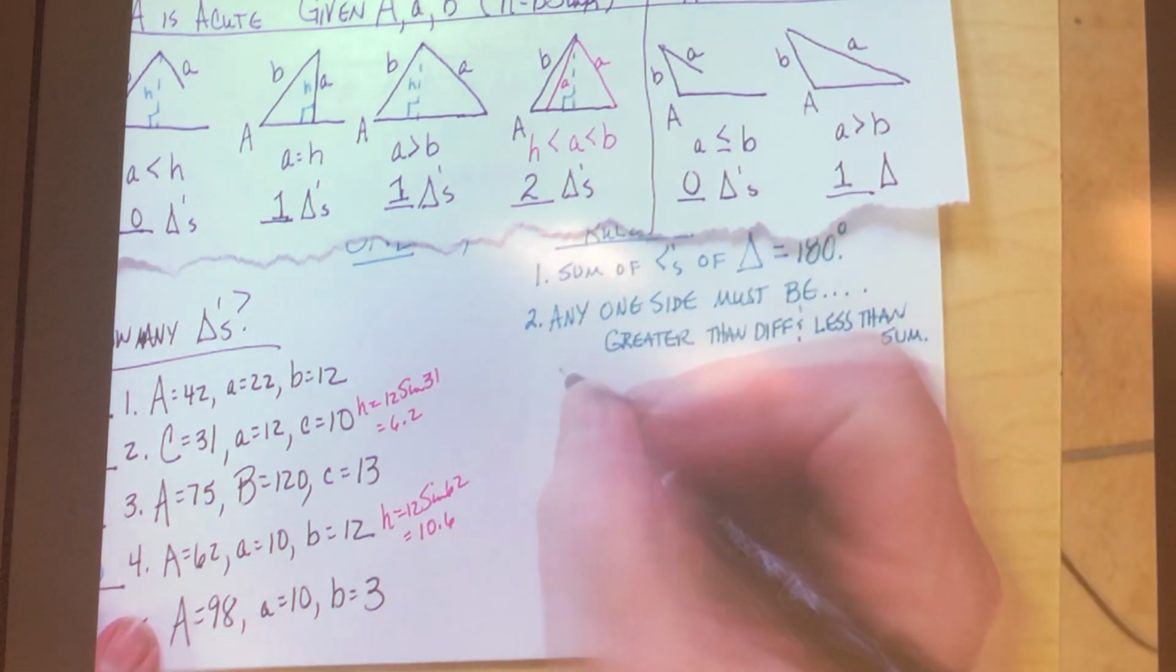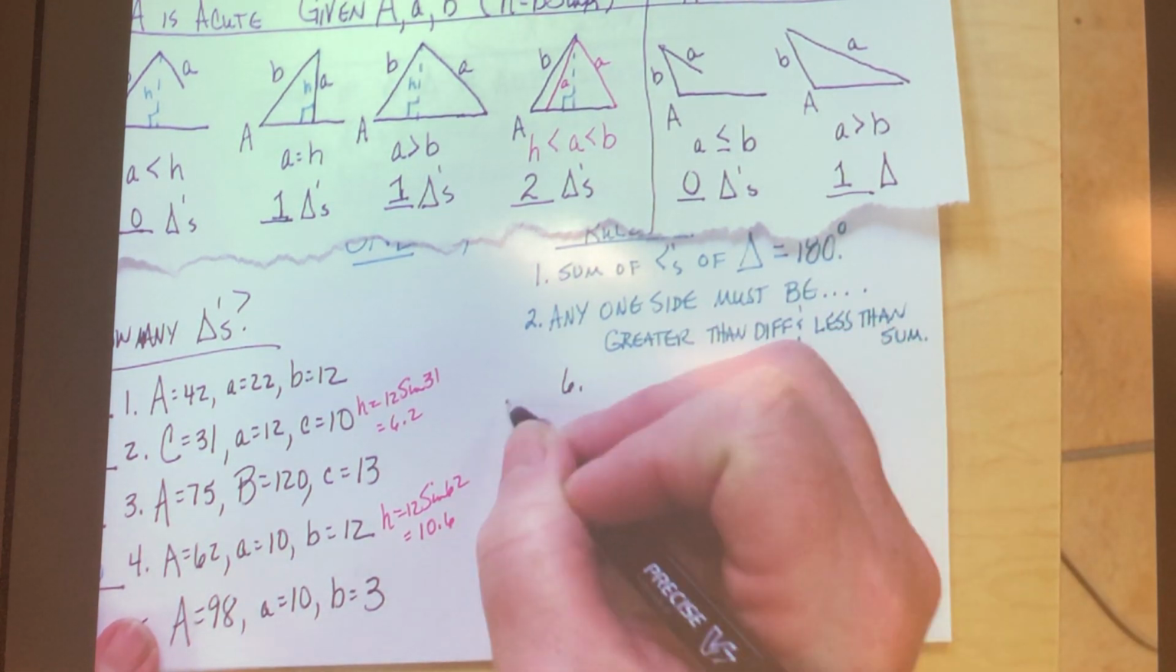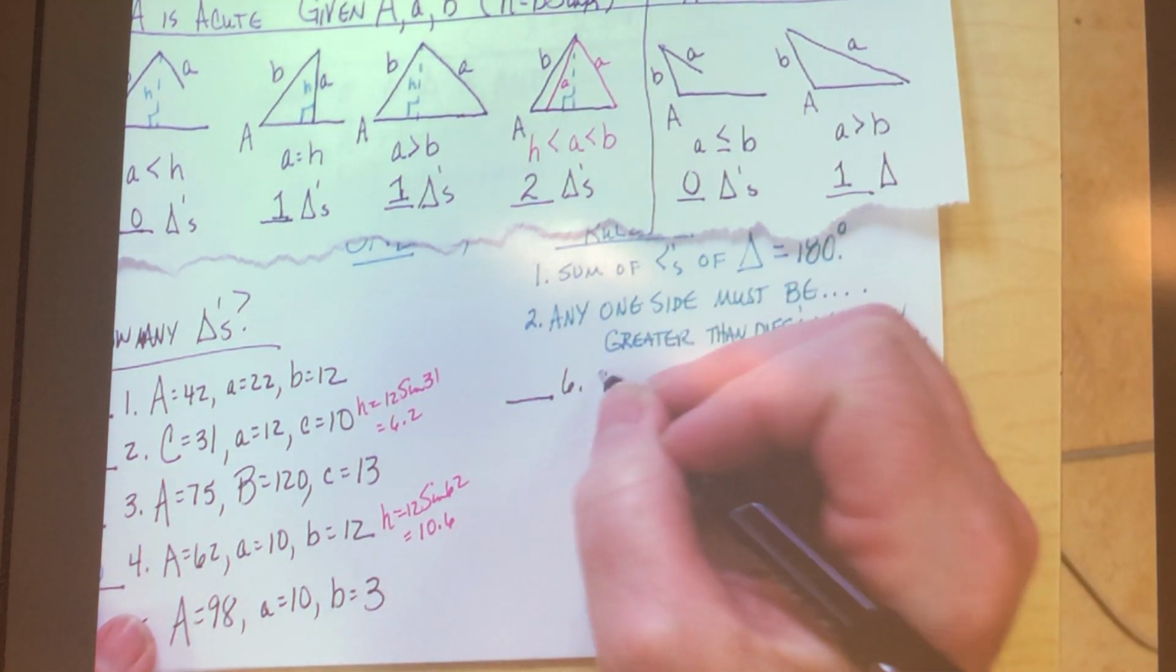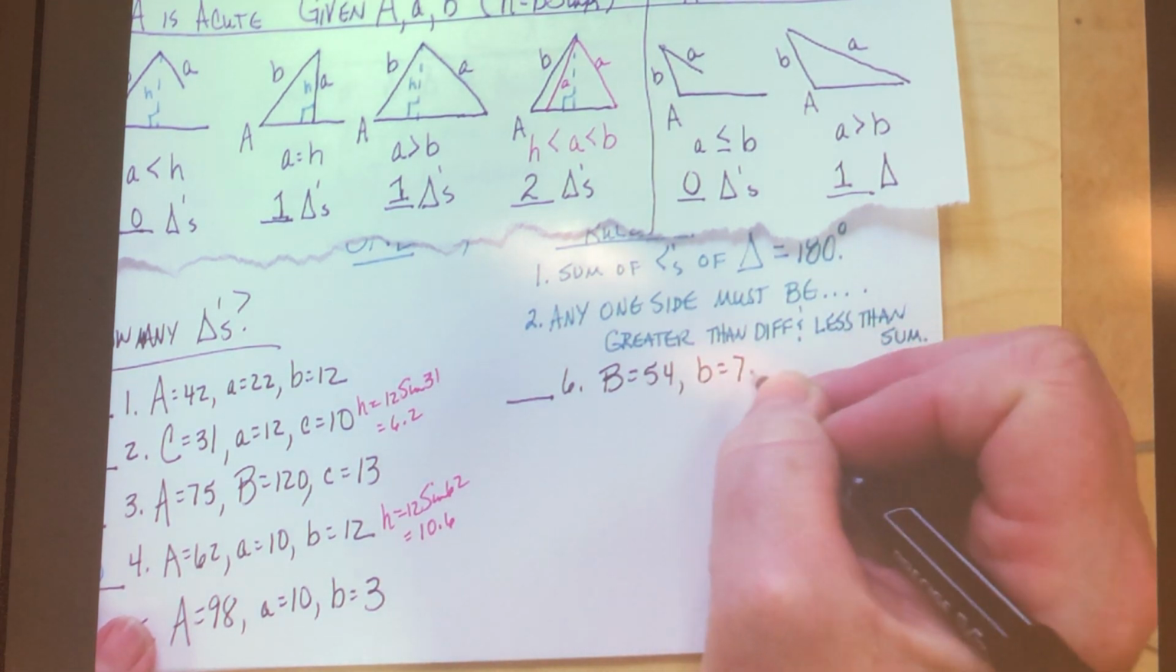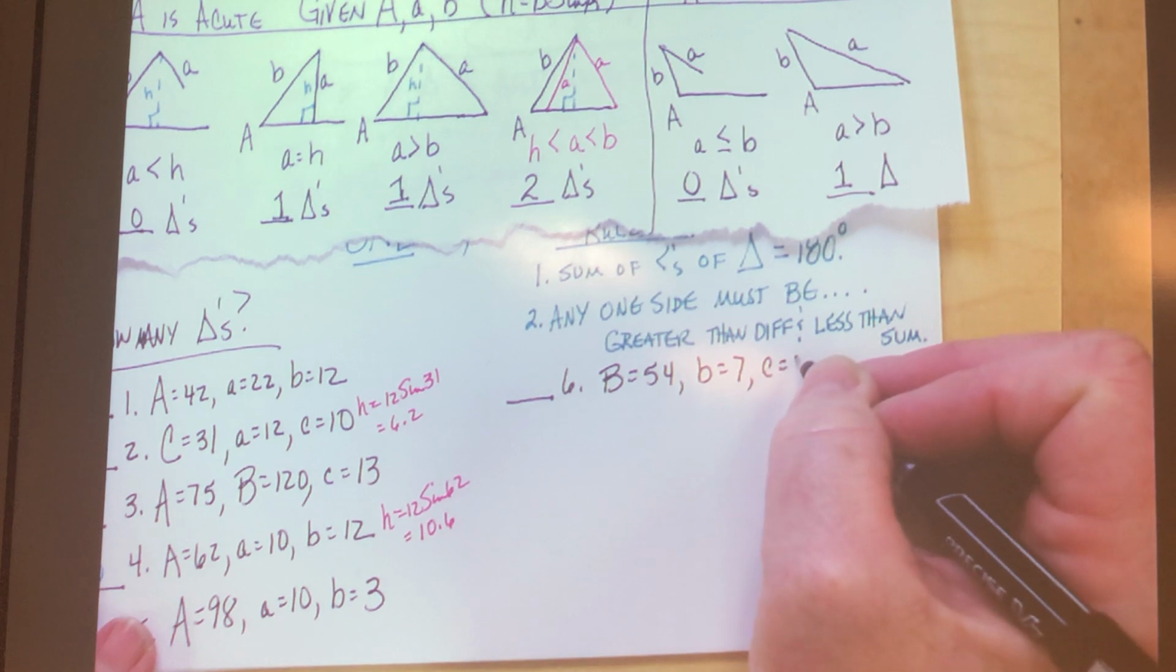All right, here we go, number 6. Angle B is 54, side B is 7, and side C is 10.